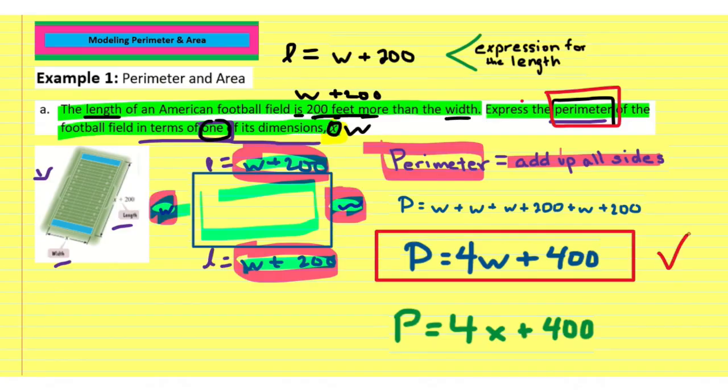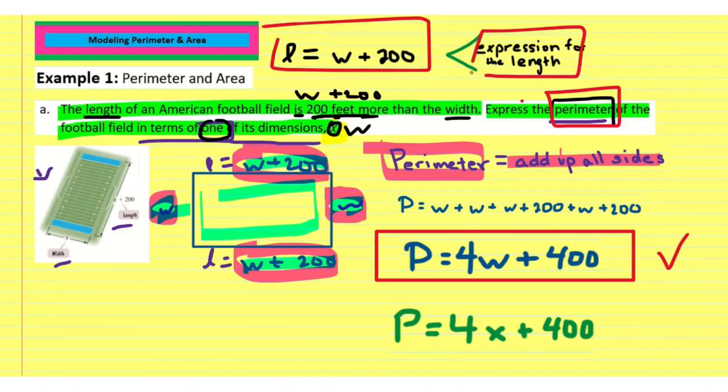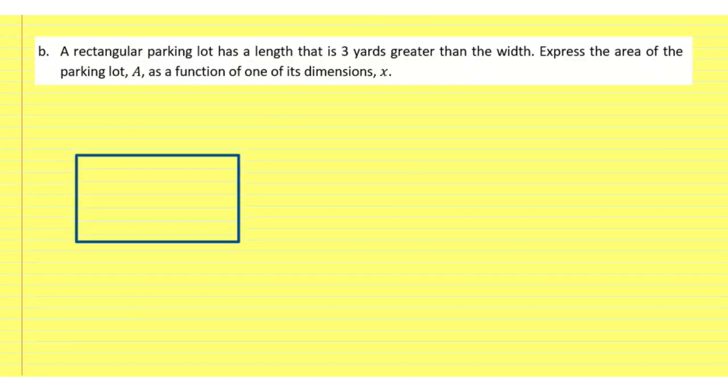So hopefully that helps you kind of understand how to use your word problem, the English sentences, to come up with a math sentence here, which gives us the expression for the length so that we can express our perimeter in terms of one dimension.